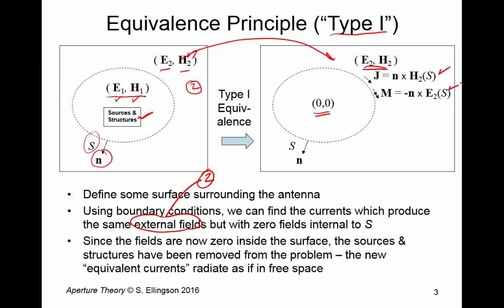There are two boundary conditions, one on the electric field, one on the magnetic field, and here they are. The electric surface current, which we've been calling J sub S, is given by n cross the value of the magnetic field intensity on the surface, and the magnetic surface current, M sub S, is given by minus the normal cross the electric field intensity on S.